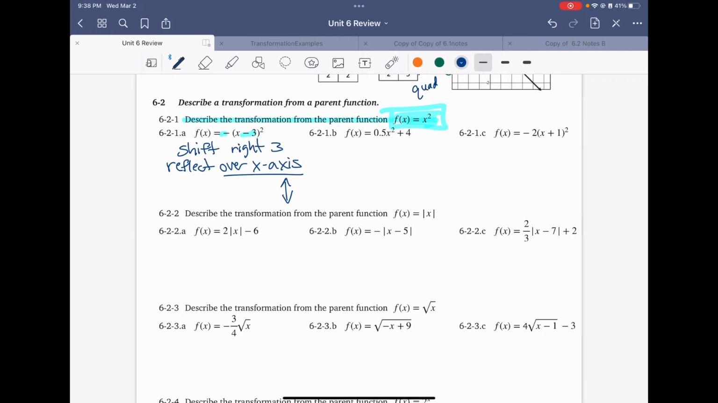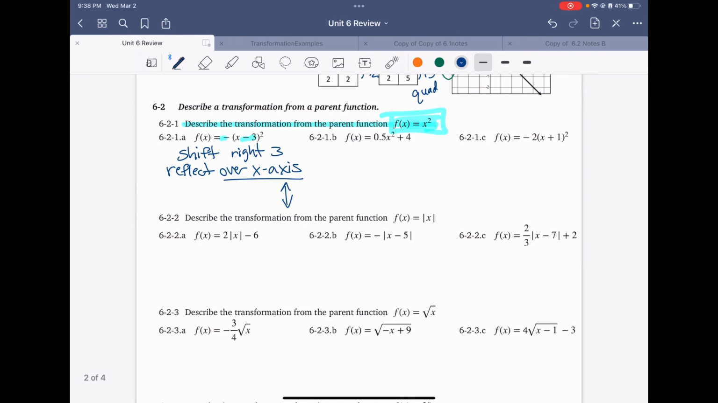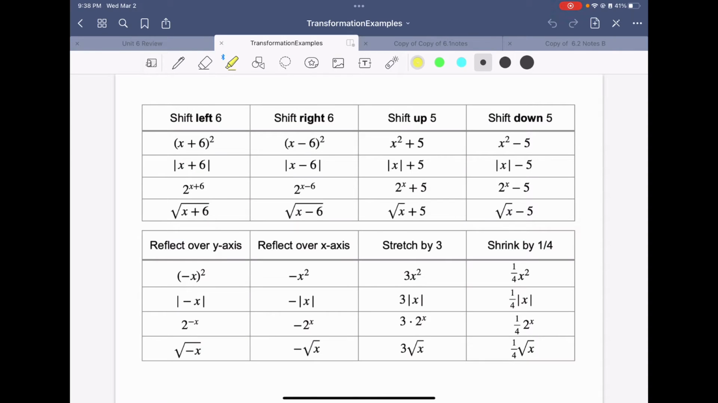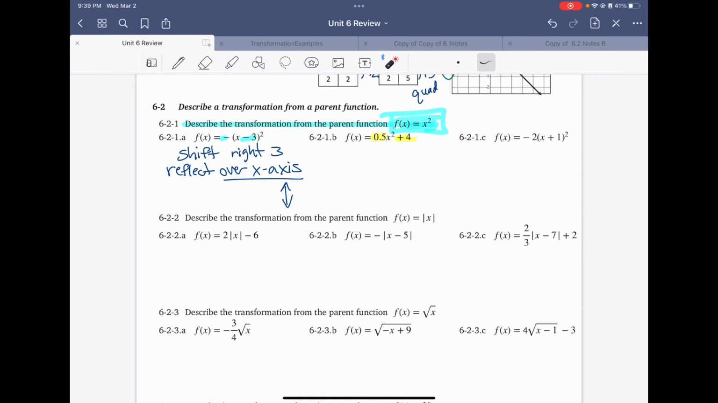All right. Next one. So our equation is 0.5 x squared plus 4. So the things that are different are this number in front and then this plus 4 at the end. And so let's see. Having a number at the end looks like these examples, right? We add a number at the end. So what that does is it shifts it up. So we'll write shift up 4.